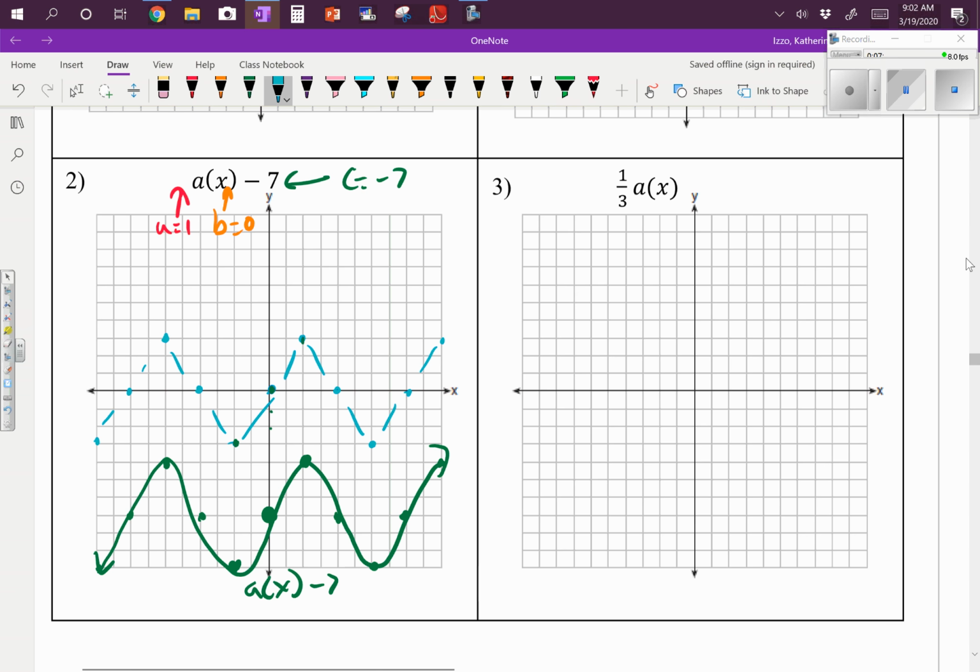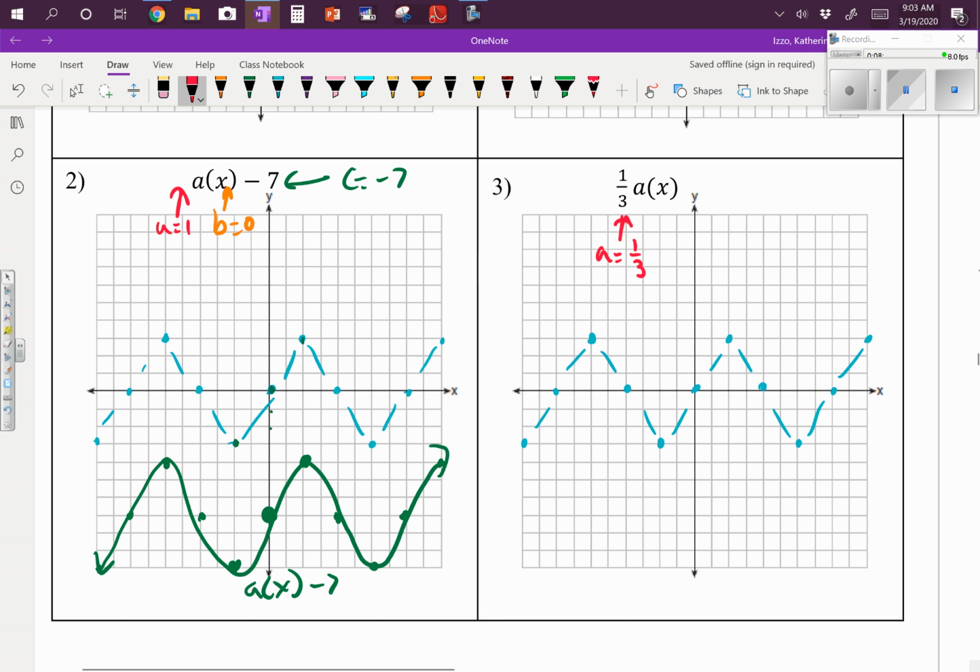Okay. Number 3. So number 3, we're going to draw it in again. So we draw it in. I need music to go along with this. Okay. And then what we're going to do is we're going to look at this and we see A has changed. A is now a 3rd.